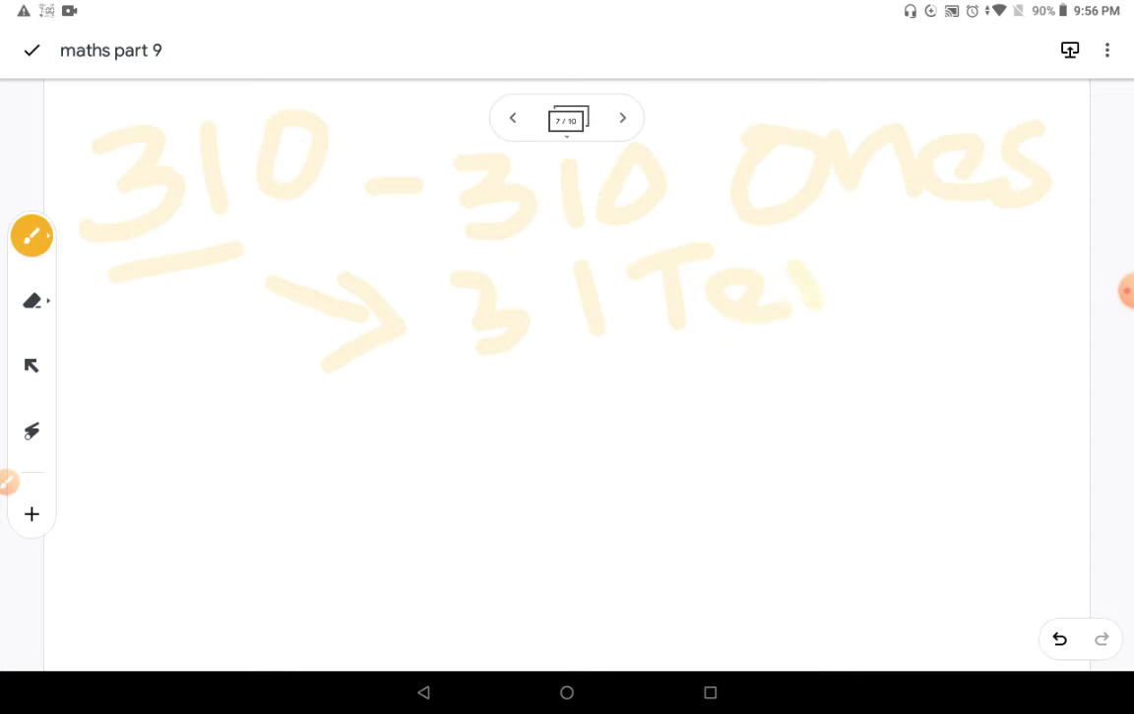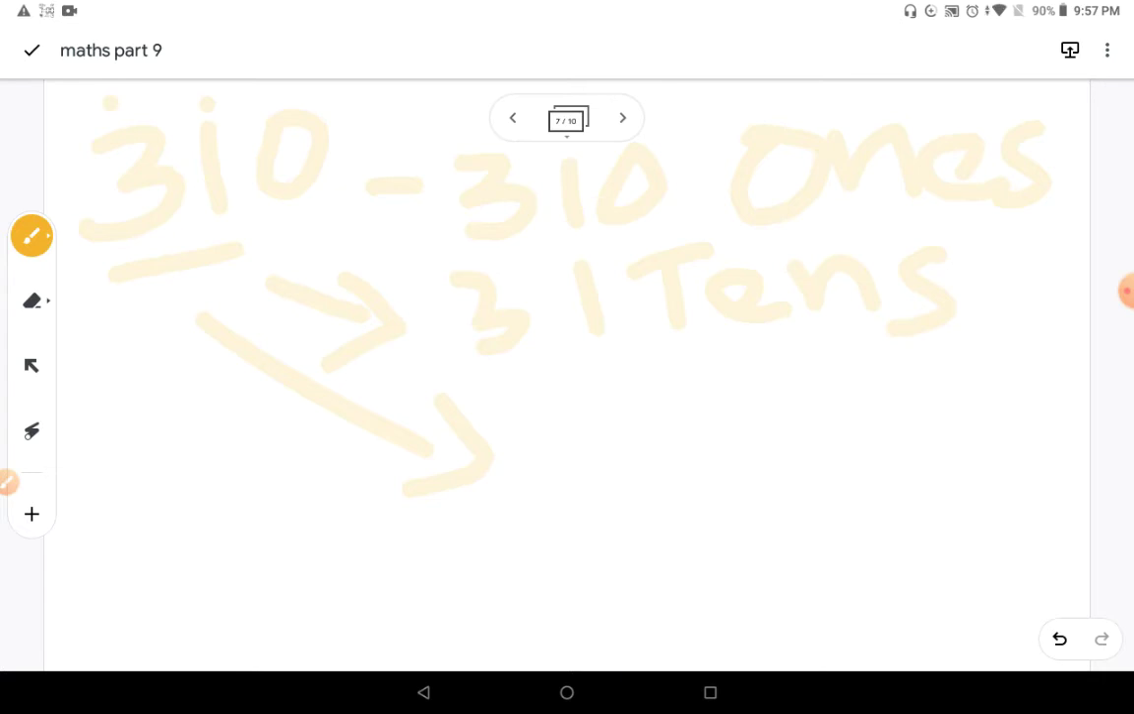Okay, 31 tens. Now can you represent this in 100 terms alone? No, you cannot. Why? Because the tens place value is 1, it is not 0. So you cannot represent this number in 100 terms alone. You can represent this only as a combination of 100s and tens. Whenever the place value is 0, then you can represent it in the higher terms. If the place value is not 0, you cannot represent it in the higher terms alone.